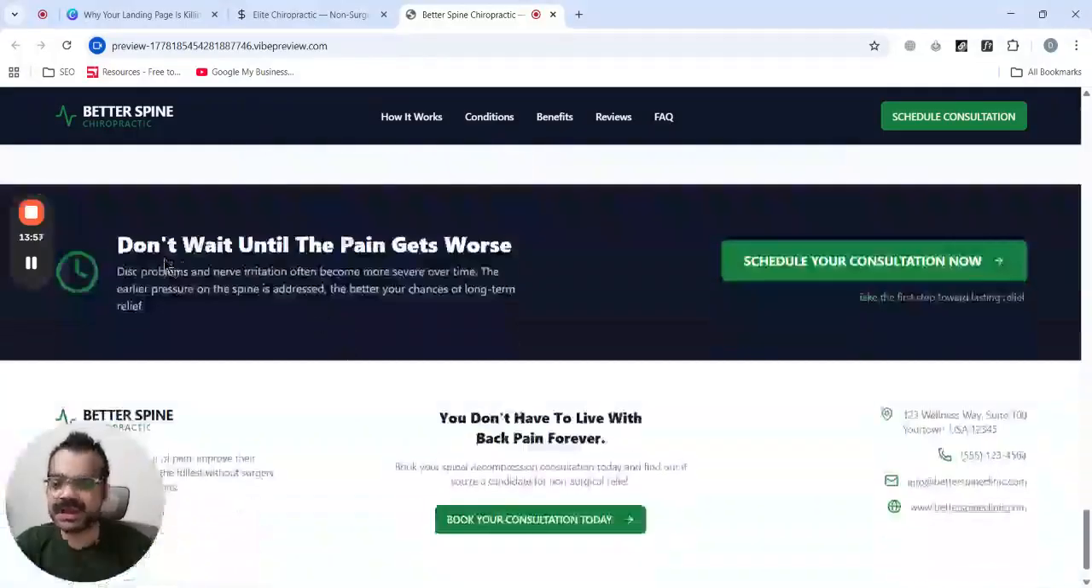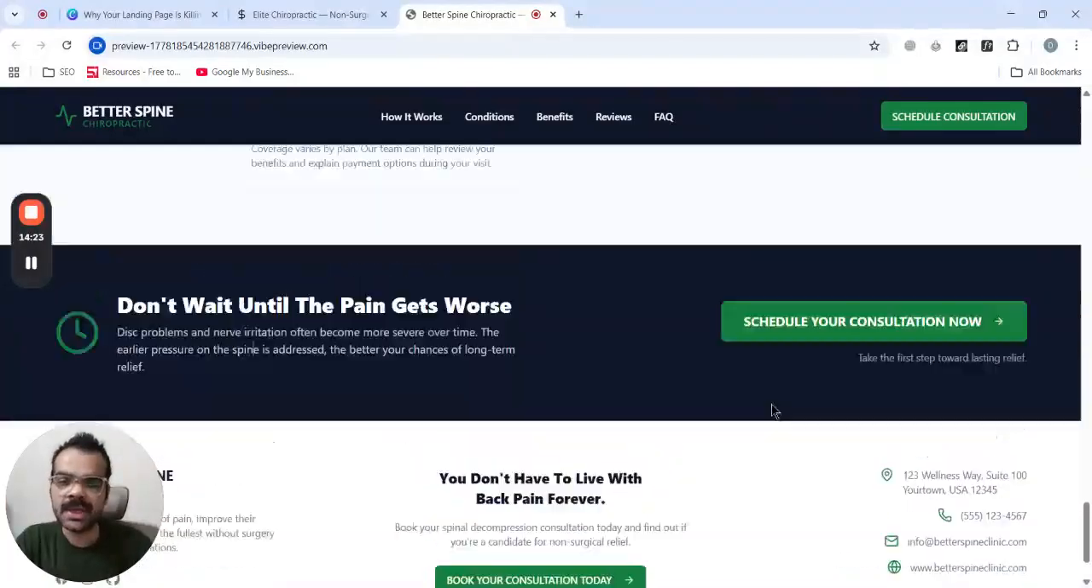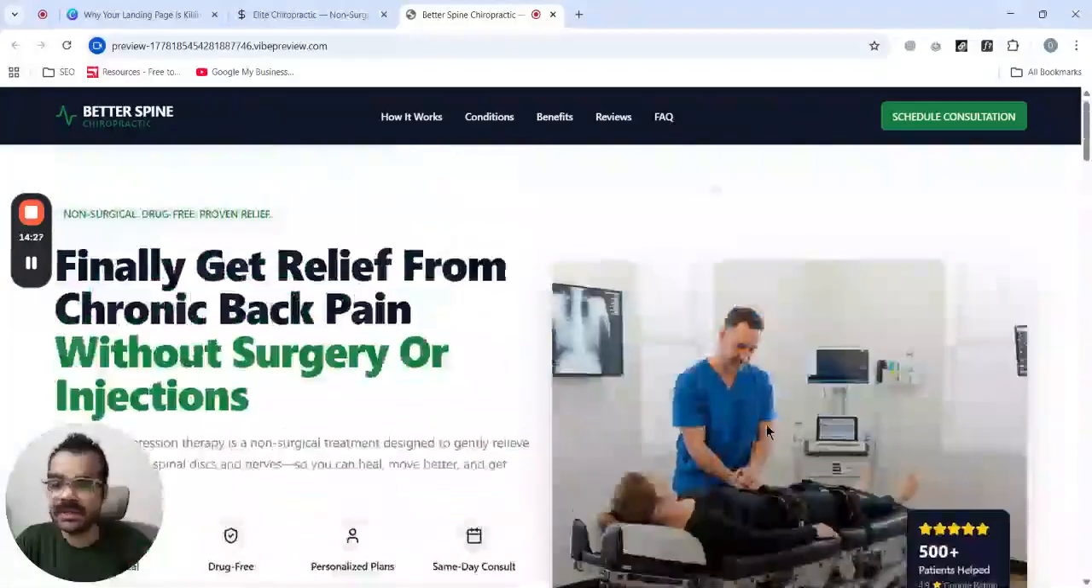And then this is the place where we are again agitating them: don't wait until the pain gets worse. And then we are giving them a CTA. So you can see all our CTAs are coherent with our next step. That is, we will send them to a calendar where they can actually book their consultation, right? So, this is a pretty great landing page.